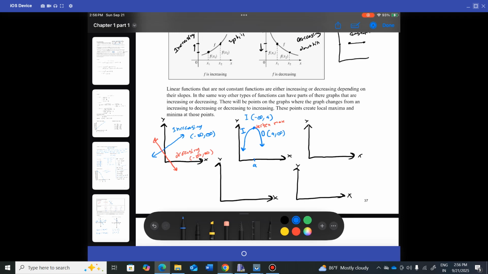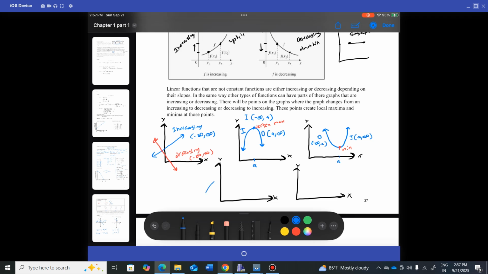So let's do a quadratic that's the normal kind of one we see. Here we are decreasing first, and we'll call this A. Decreasing from negative infinity to A, and increasing from A to infinity. And here we have a vertex that is a minimum. Okay.